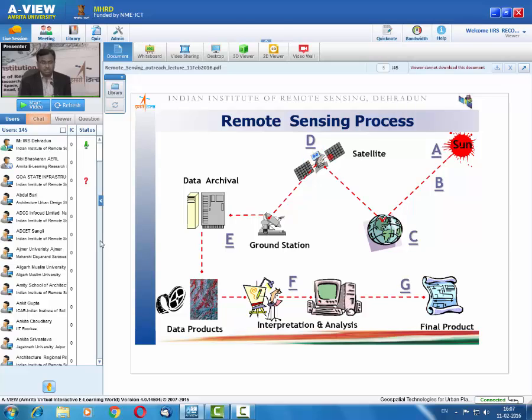The satellite in turn will transmit the data to the ground receiving station. This ground receiving station will transmit the data to the data archival system, where the data products will be generated, which will later be given to the user for interpretation and analysis, and finally some utilizable product will be generated at the user end. So we have the components from the source of energy, and finally some kind of utility product is generated.